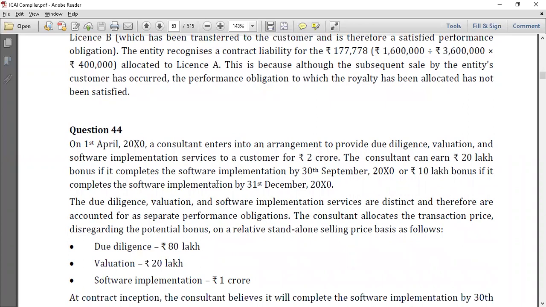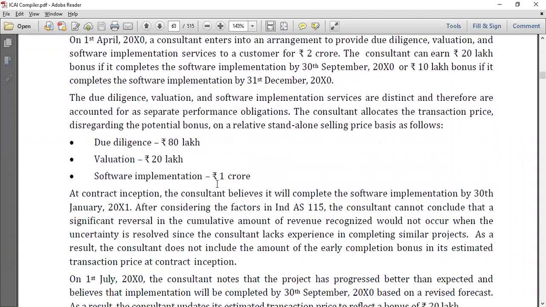Next, question 44. Here on 1st April, a consultant enters into an agreement for 3 services: due diligence, valuation, and software implementation. All three together are for 2 crores. Now the entity can earn a bonus also. The bonus is 20 lakhs, and it depends only on the software implementation.